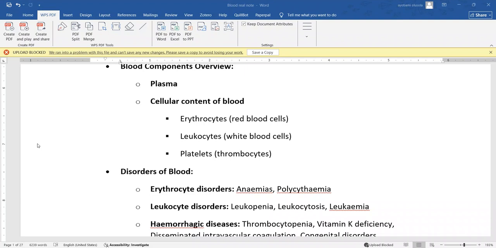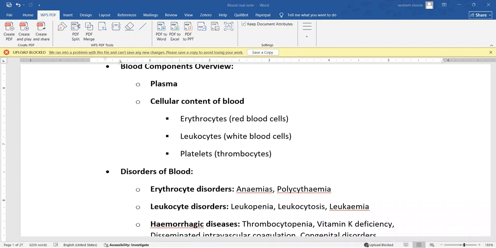Leukopenia, okay, is when your white blood cells are low. Leukocytosis is when the white blood cells are high, while leukemia is more or less like a form of blood cancer. Now, for hemorrhagic diseases, thrombocytopenia is when your thrombocytes are low. Then also, vitamin K is very important for the formation of clotting factors. Okay, so when you have vitamin K deficiency, all right, you may also be susceptible to having hemorrhagic diseases.